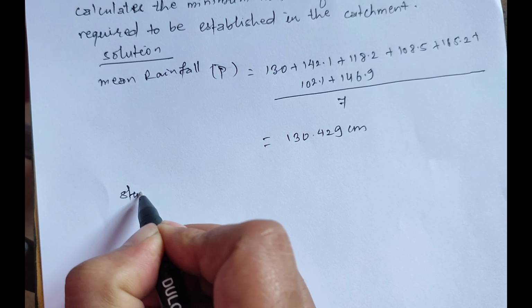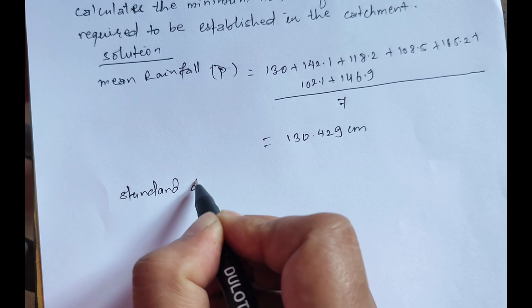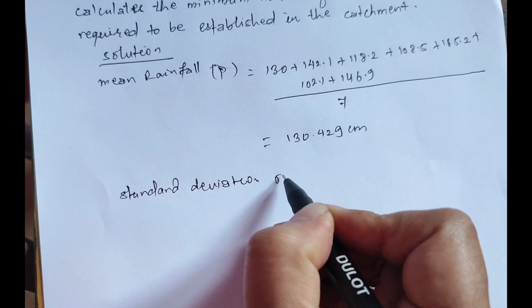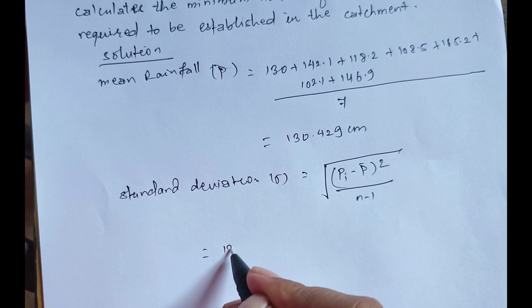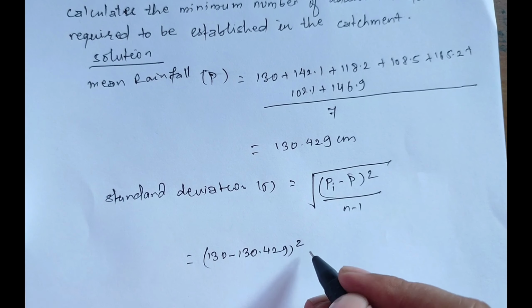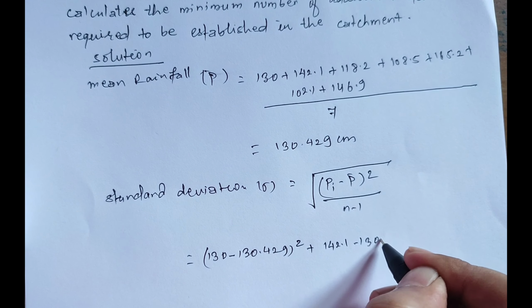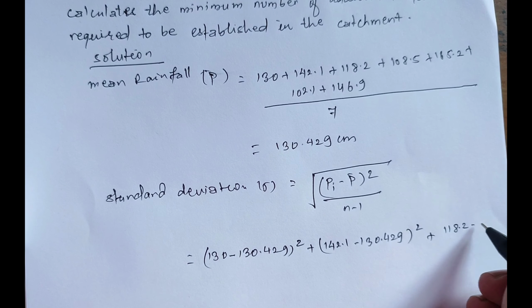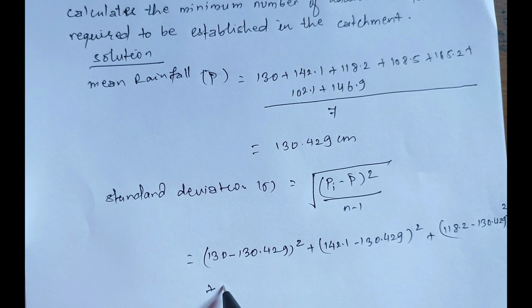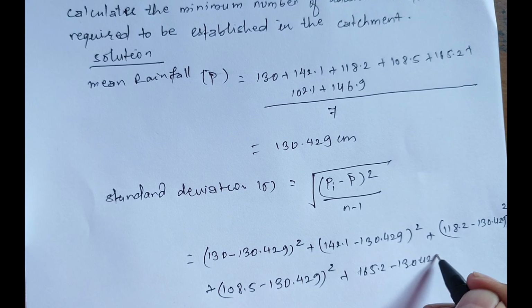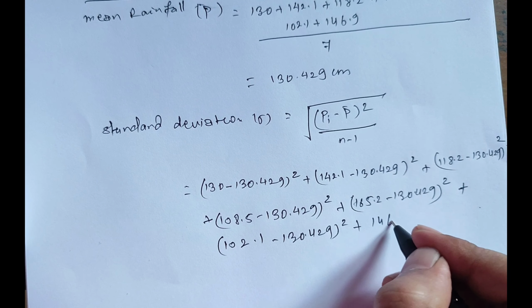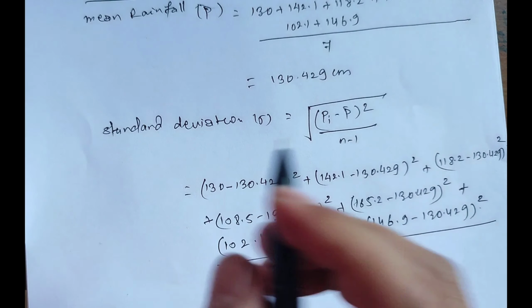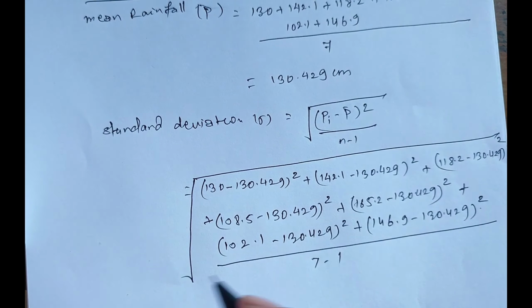After calculating the mean rainfall, now we calculate the standard deviation. In the second step, the standard deviation sigma, whose formula is the root of the summation of Pi minus P bar whole square, divided by n minus 1, equals the root of: 130 minus 130.429 whole square plus 142.1 minus 130.429 whole square plus 118.2 minus 130.429 whole square plus 108.5 minus 130.429 whole square plus 165.2 minus 130.429 whole square plus 102.1 minus 130.429 whole square plus 146.9 minus 130.429 whole square, divided by n minus 1, that is 7 minus 1.